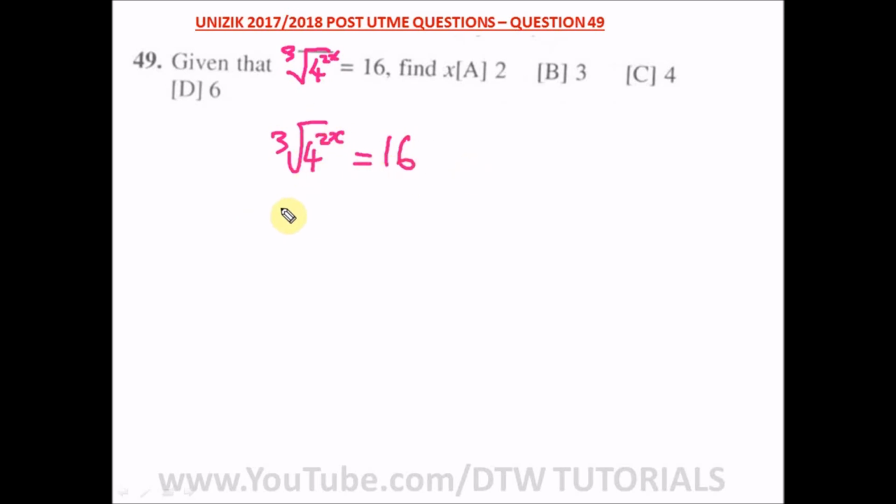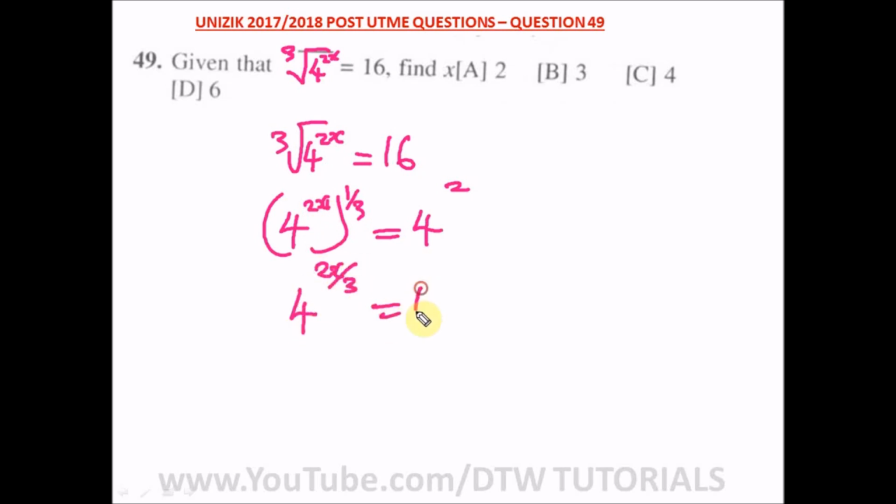So here, what do we do? This is indices. So this is 4 raised to power 2x, bracket, 1 over 3. And 16 we can break down as what? 4 raised to power what? 2. So here, what do we have? If we open this bracket, this power multiply this, we have 4 raised to power 2x divided by 3 equal to 4 raised to power 2. So this will cancel out, and we equate the indexes.